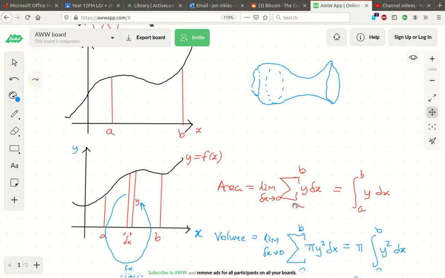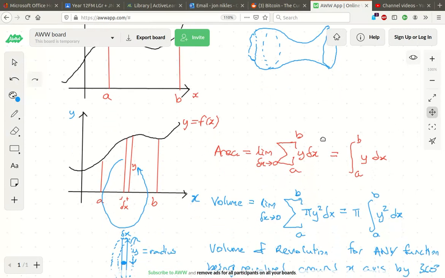Let's find the sum, this means the sum of the rectangles, of y times delta x. So that is going to give me the area of each rectangle from a up to b. And that is the sigma definition of the integral, which is just y dx from a to b.